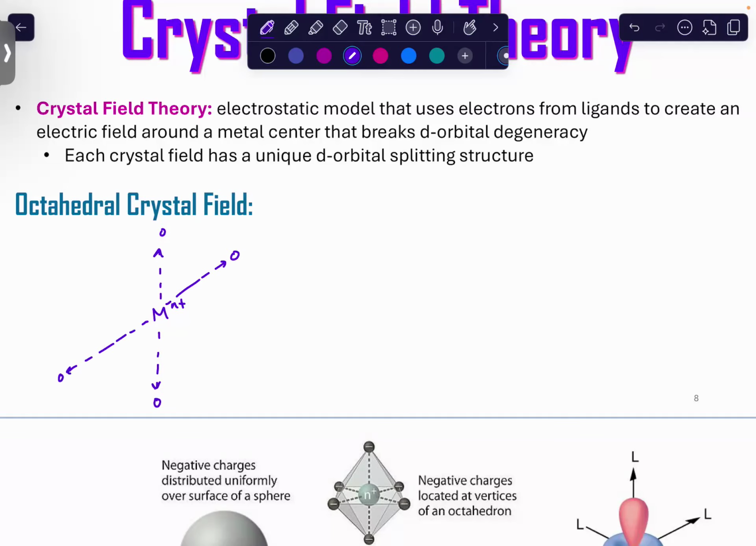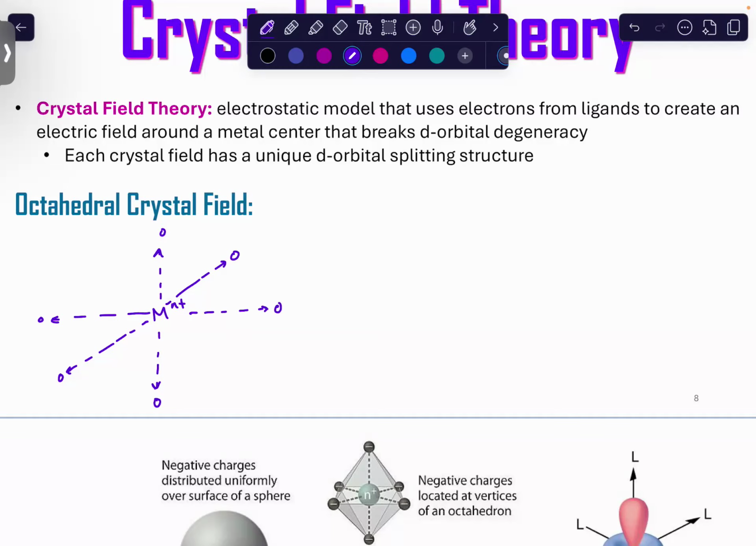Think of these like X, Y, and Z axes. Should have made that more equal in length, but we're just treating ligands as point charges interacting with the metal in the center. Okay, so we need to start talking about how this actually splits.